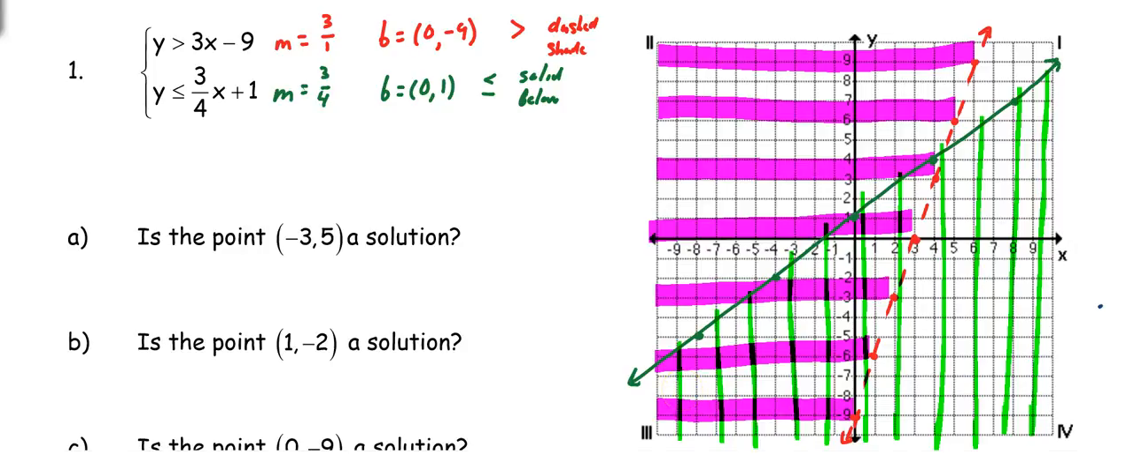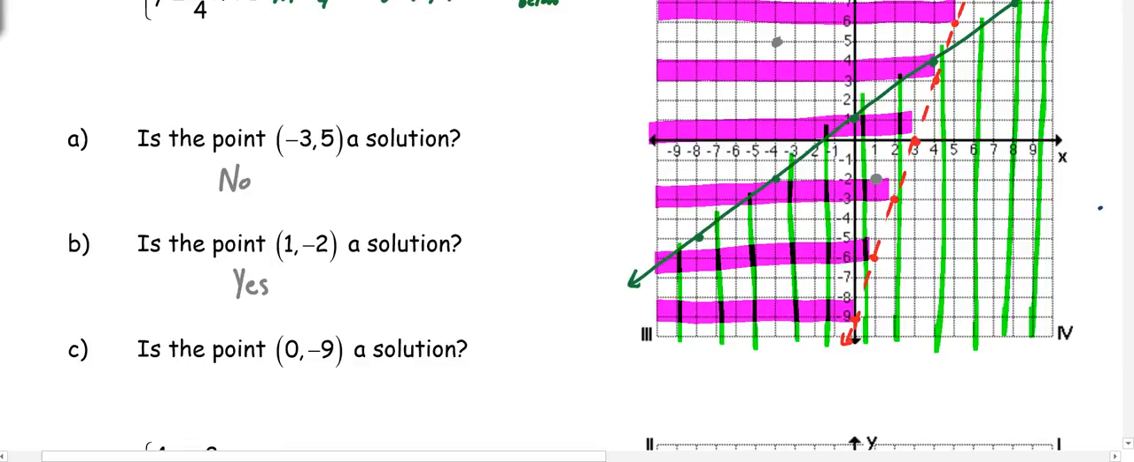So now that I have my overlapping shaded region, I need to figure out if the point's a solution or not. So the first point that they give us is negative 3, 5. So negative 3, 5 is only in the one color shade area. So this is a solution? No, because it's not in the shaded region with both colors. What about the point 1, negative 2? Well, 1, negative 2 is in the area with both colors. So yes, this is a solution.